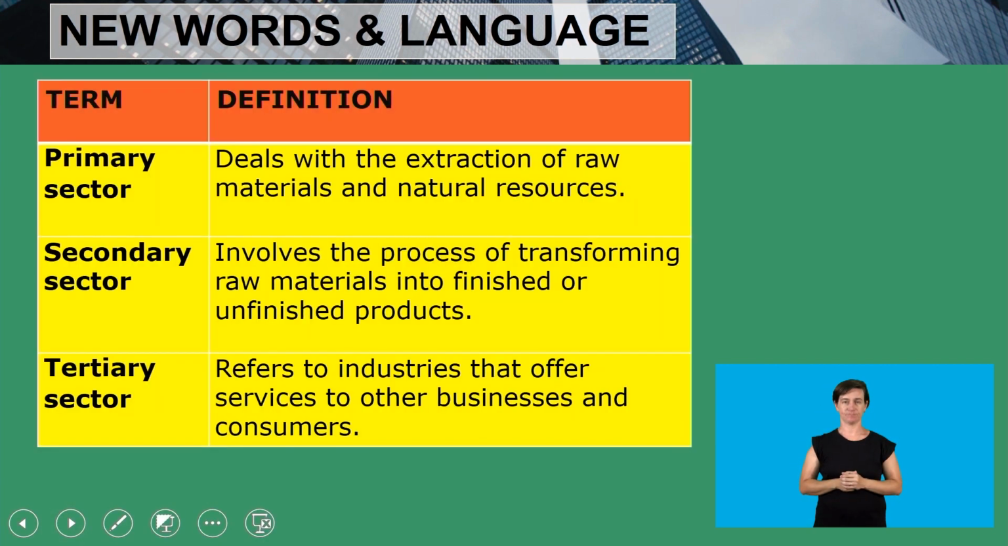Now, let's look at the new words and language, the words that are going to crop up during our lesson. We'll have the primary sector, which deals with the extraction of raw materials and natural resources. Then secondary sector, it involves the process of transforming raw materials into finished or unfinished products. Then we have tertiary sector, refers to industries that offer services to other businesses and consumers.